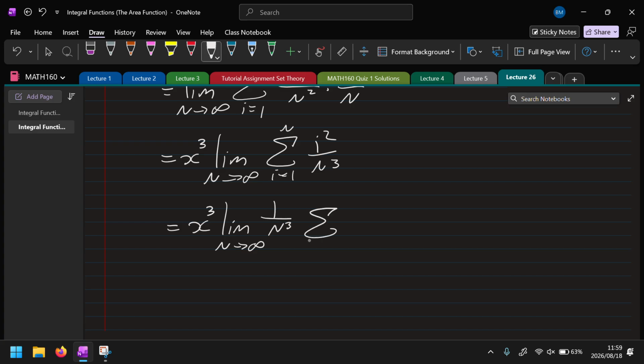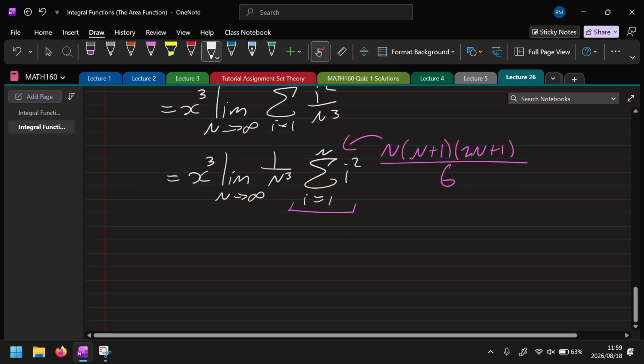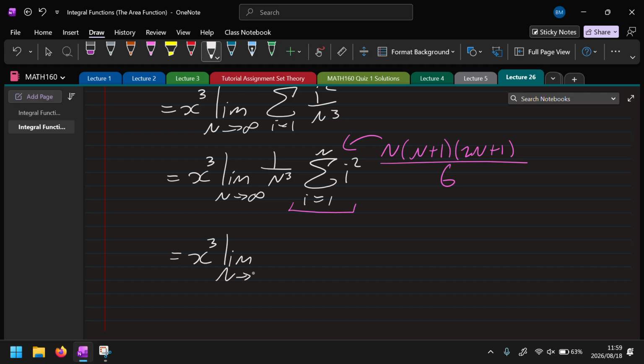And then we have the sum, i goes from 1 to n of i. Great. We know what that is. So this over here: n plus 1, 2n plus 1 over, what's the bottom? 6. Good. So we can substitute. So this will be x cubed, the limit stays. Then this will be n plus 1, 2n plus 1, all over 6.